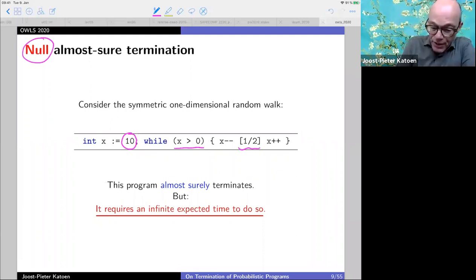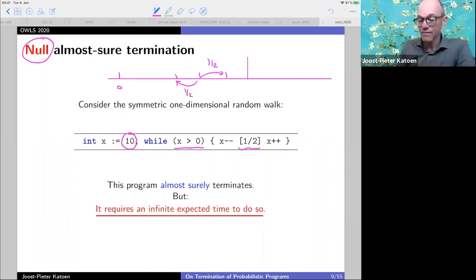So the way to view that is basically we have a line. You start at some position on that line, let's say here. And then what we do is we want to reach 0. And in every possible step, what you can do, you can either move with probability half 1 position to the right, and with probability 1/2 1 position to the left.